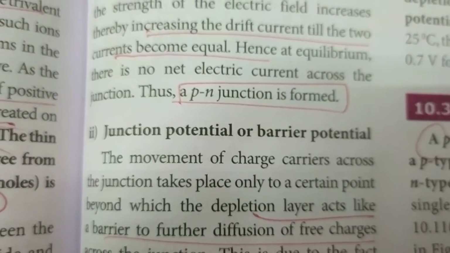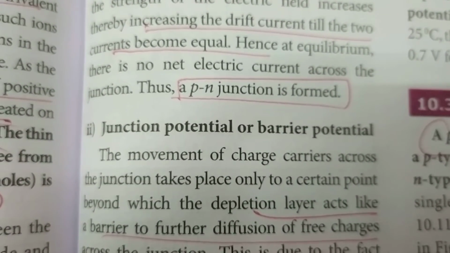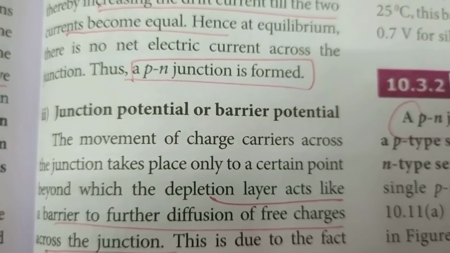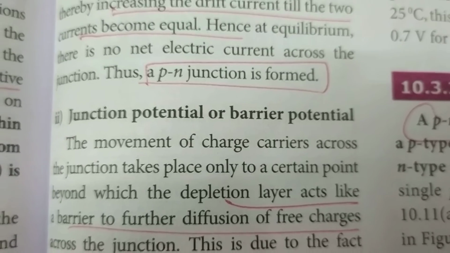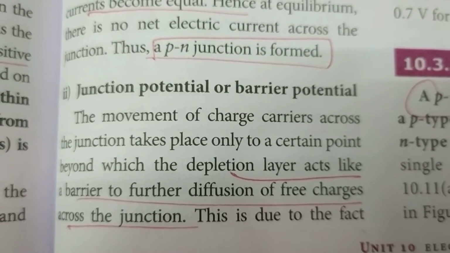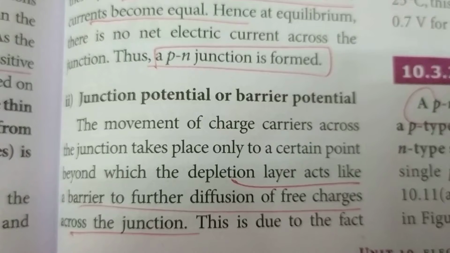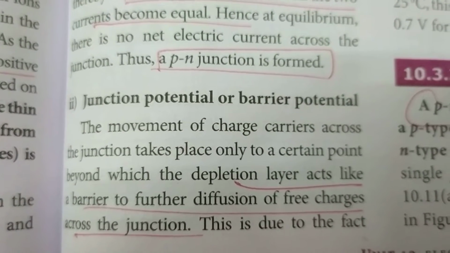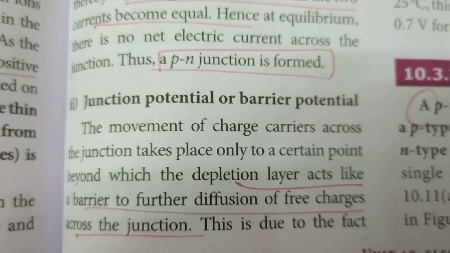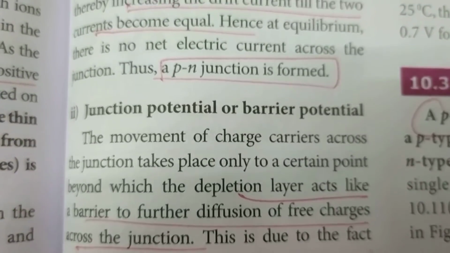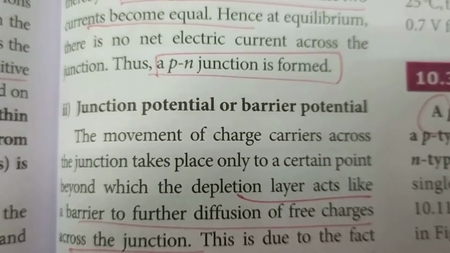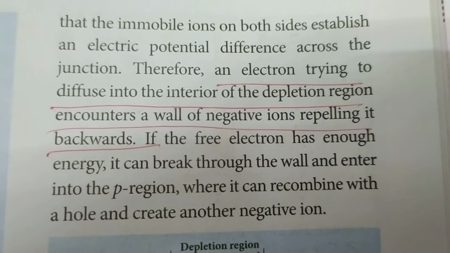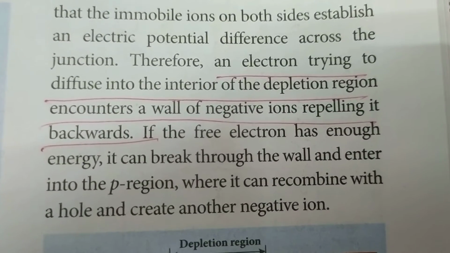Next we are going to see about junction potential or barrier potential. The movement of charge carriers across the junction takes place only for a particular time. After this, the depletion layer will act as a barrier. A barrier is like a door: it will block the further diffusion of free charges across the junction. Barrier actually means blockage, so the further movement will stop. An electron trying to diffuse into the interior of the depletion region encounters a wall of negative ions.